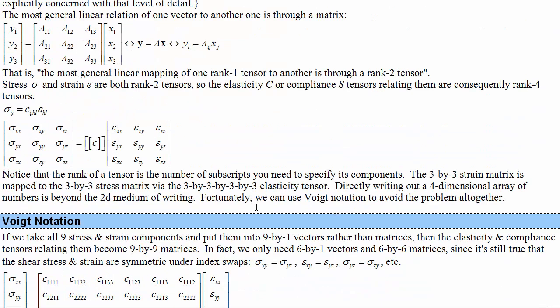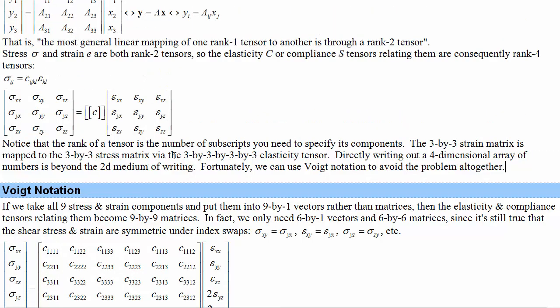So in Voigt notation, instead of writing this as a matrix, we're going to write it as a 9 by 1 vector. So just imagine taking all these elements and writing them all out. There's 9 of them, and then these elements, there's 9 of them, and now instead of a 3 by 3 by 3 by 3 rank 4 tensor mapping this to this, we've got a 9 by 9 rank 2 tensor. So it's just a matrix mapping from one to the other, and that we can write out in 2 dimensions.